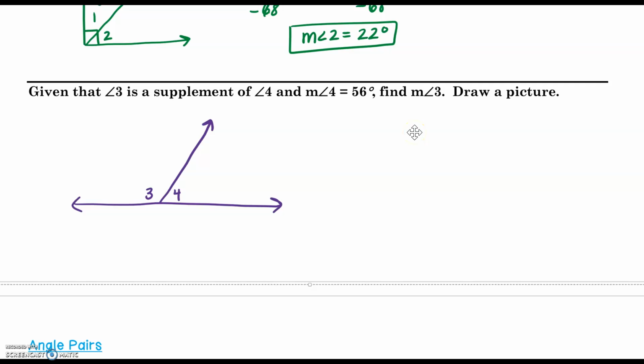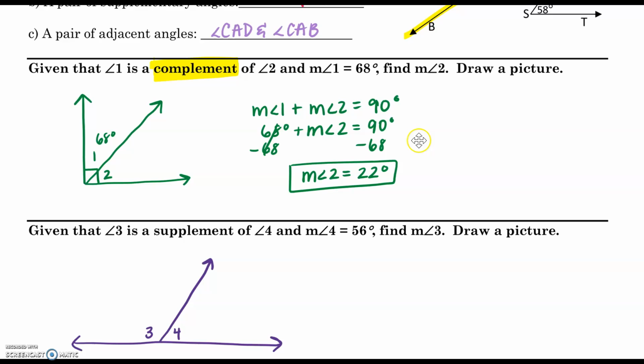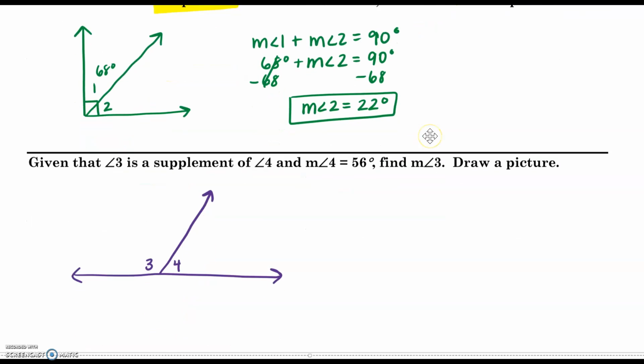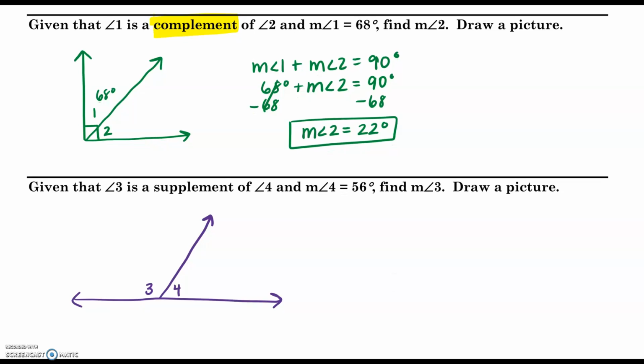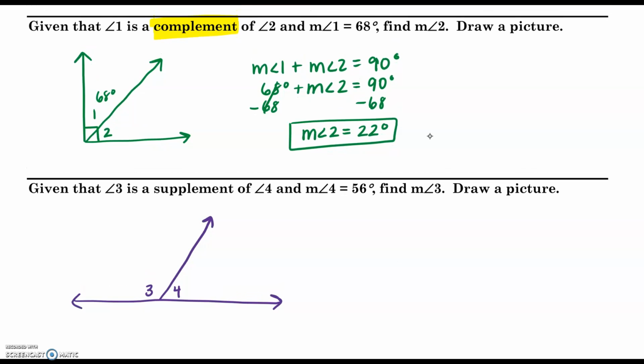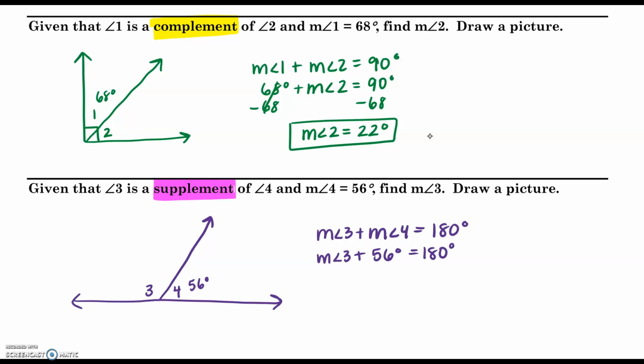Given that angle 3 is a supplement of angle 4, and the measure of angle 4 is 56 degrees, find the measure of angle 3. So here our keyword is supplement, so our two angles are supplementary. They're going to add up to 180 degrees. So we say the measure of angle 3 plus the measure of angle 4 is equal to 180 degrees. We know that the measure of angle 4 is 56 degrees, so I can plug that into my equation. The measure of angle 3 plus 56 degrees is equal to 180 degrees.